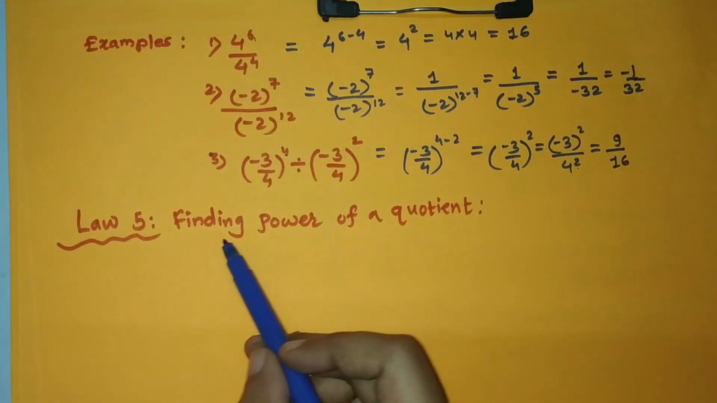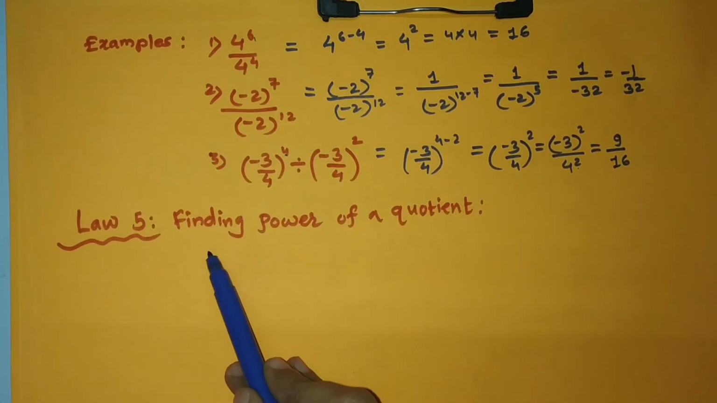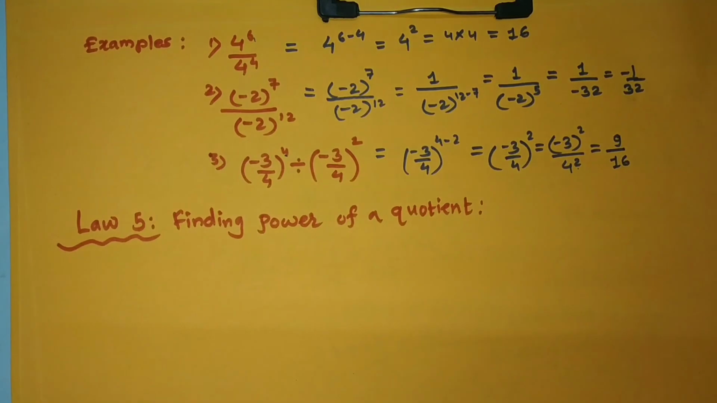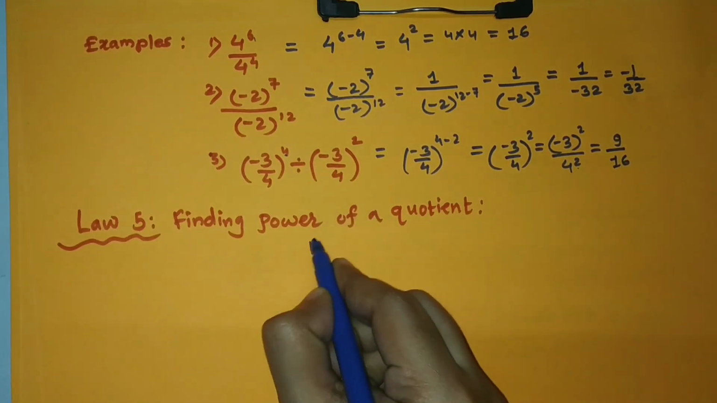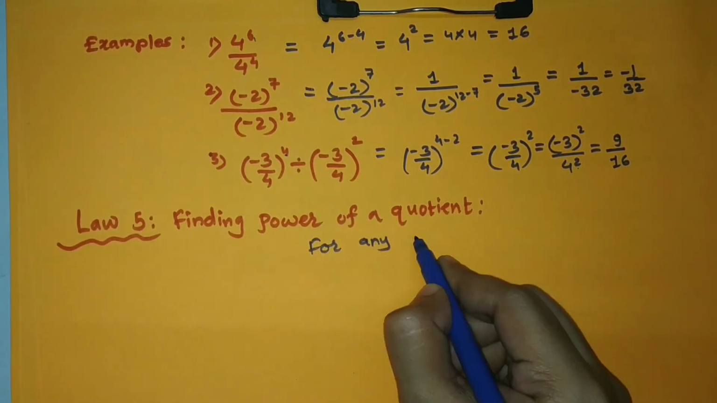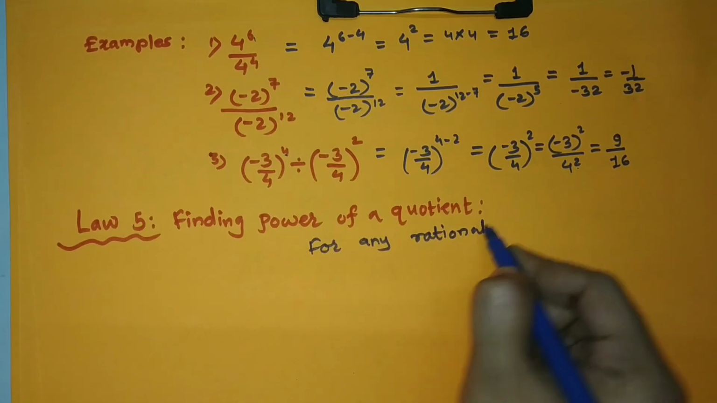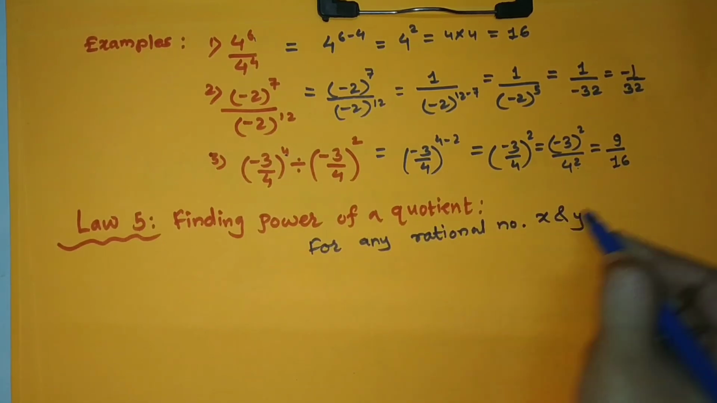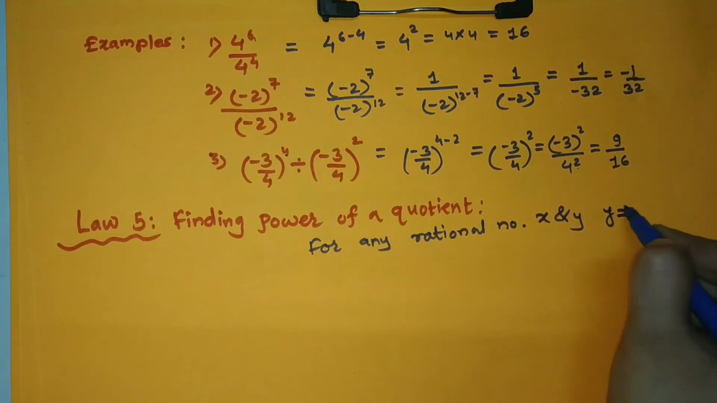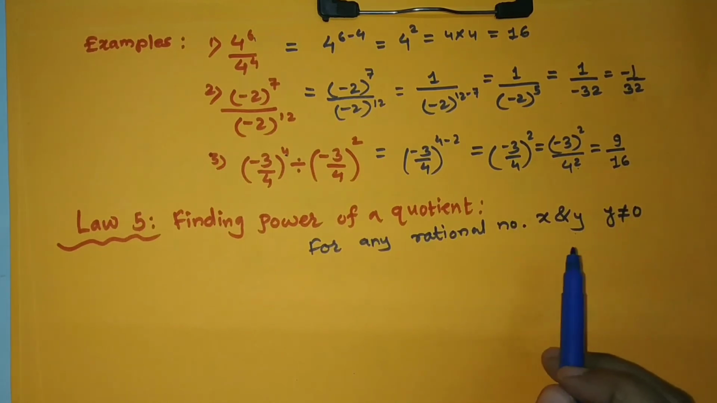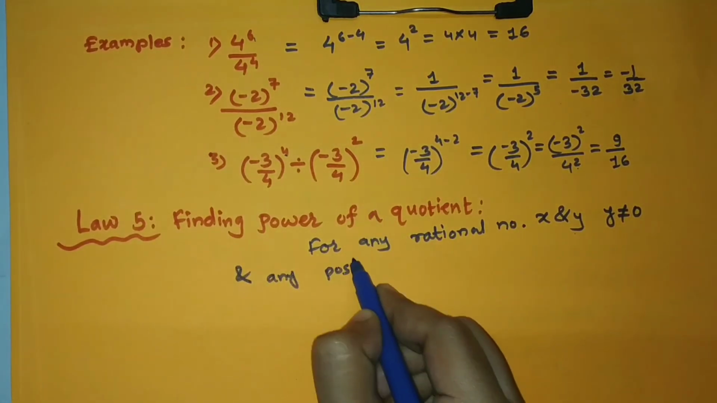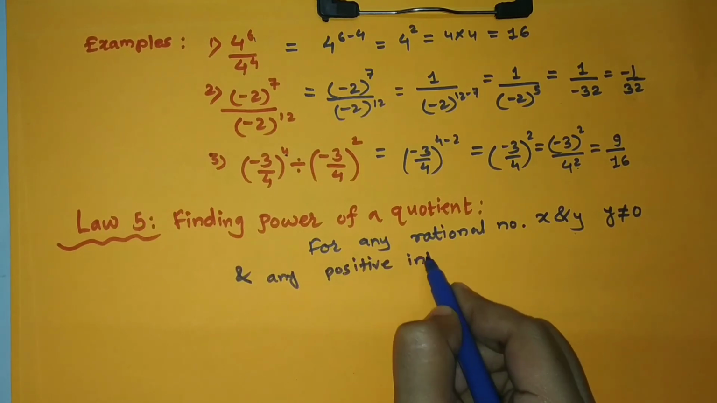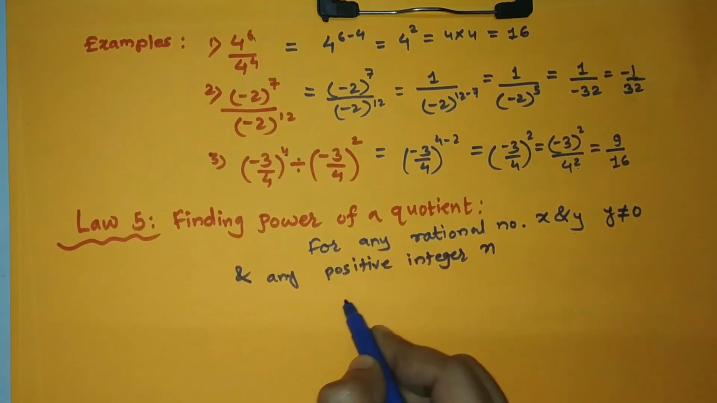Next we'll go for finding, that is our law, fifth one, finding a power of a quotient. So for that purpose we need to find a power of a quotient. We'll go for another property, like here for any rational numbers x and y, where compulsorily this y should not be equal to 0, and any positive integer n.